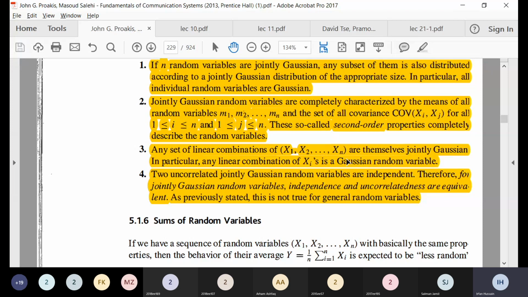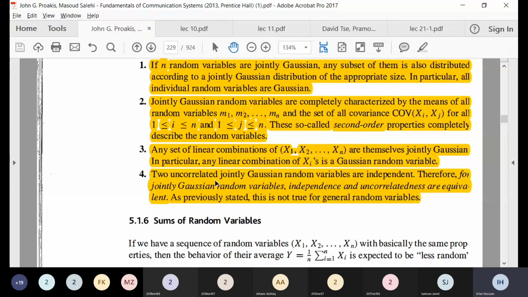Now any linear combination of these random variables, you can get many random variables, and they will also be jointly Gaussian. For example, x1 plus xn, or x1 plus x2 plus xn, whatever combination I can make, but it has to be a linear combination. So the linear combination will be a random variable and it will also be jointly Gaussian.